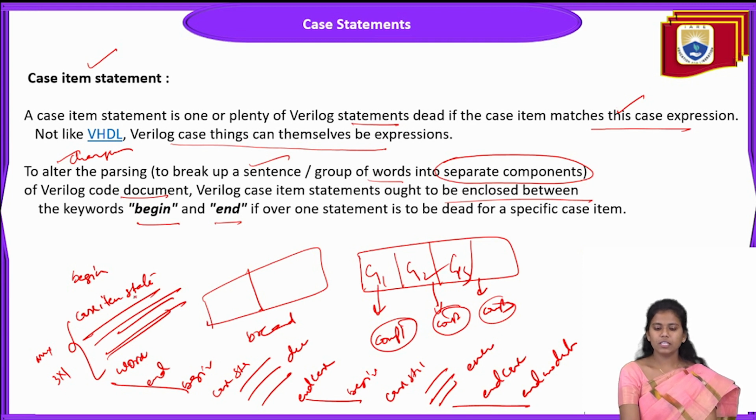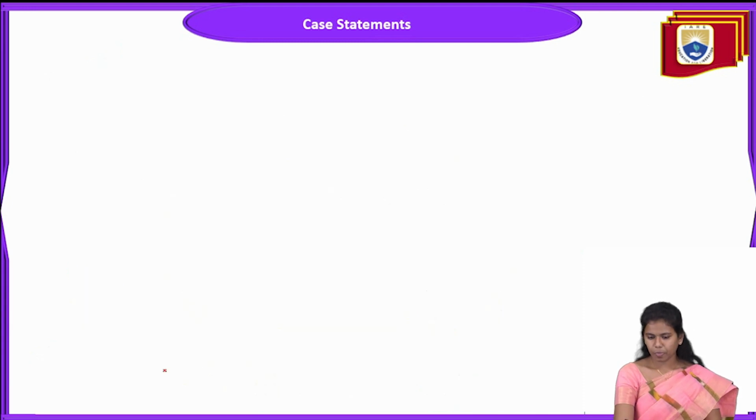So here, this case item states that only within the begin and end can we write the case statements with respect to the combination or the modules that you are considering. So in order to alter this, we can begin and end, and in between, we can write the code.